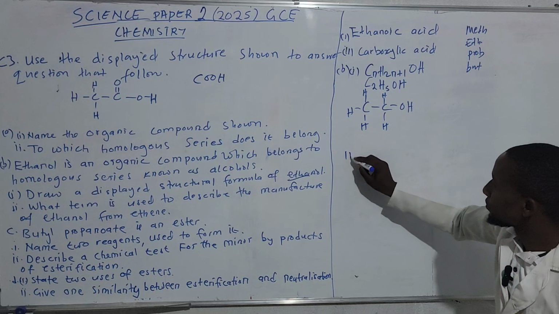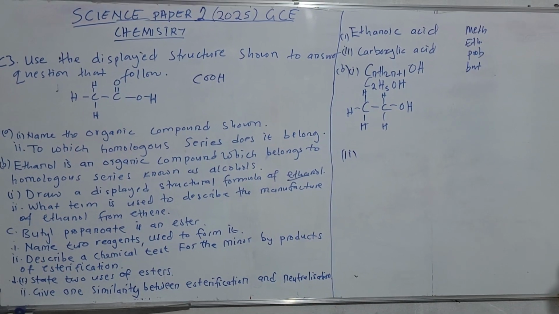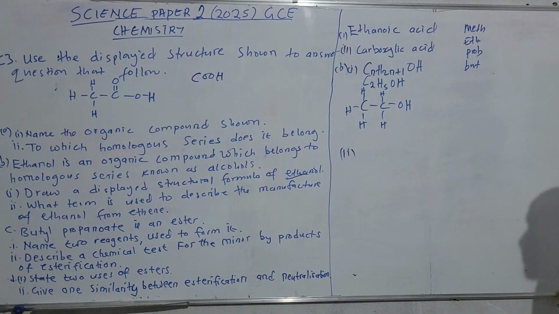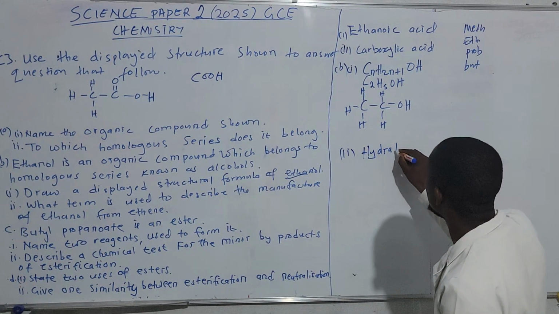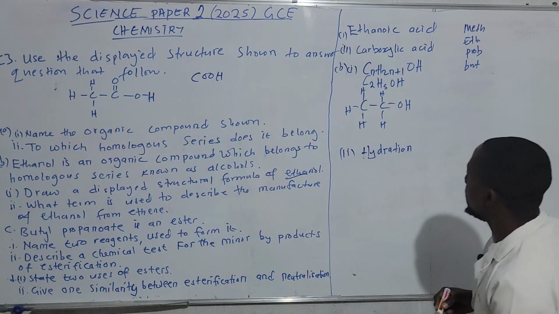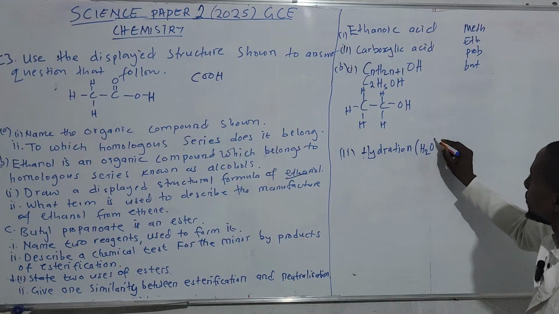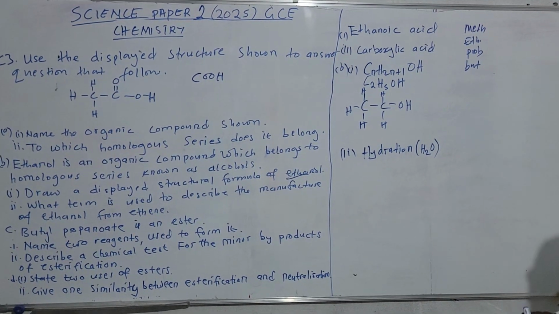We proceed. What term is used to describe the manufacture of ethanol from ethene? Ethanol is manufactured from ethene through the process called hydration, where you add steam. When you add steam to ethene, you are going to form ethanol.